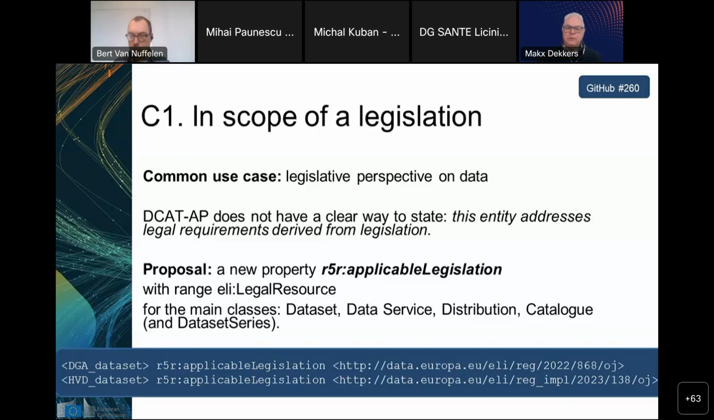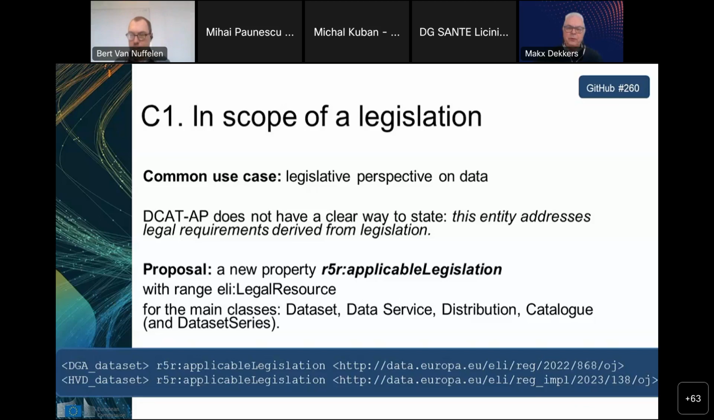There is a question from Ludger saying that you mentioned here the main classes. So his question is, is there a plan to add it to catalogs and data services? And the goal, as on the slide, is for all of them, or at least the main ones. I don't see it yet needed for any of the supporting classes. So that is the one.